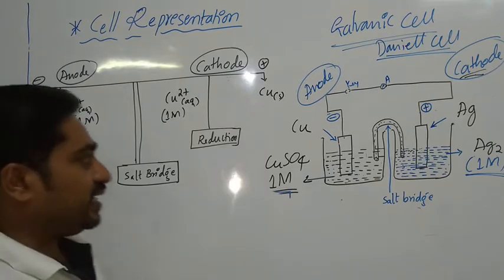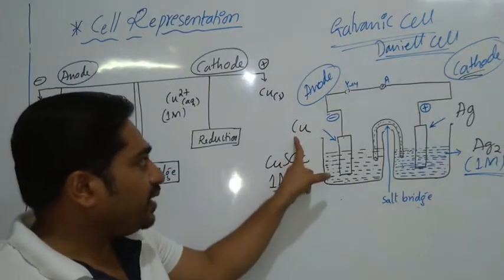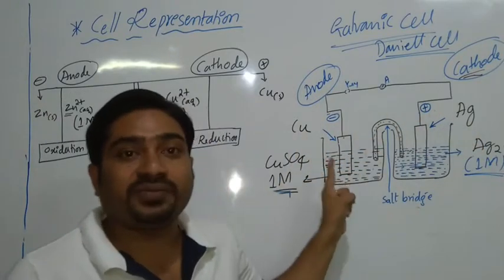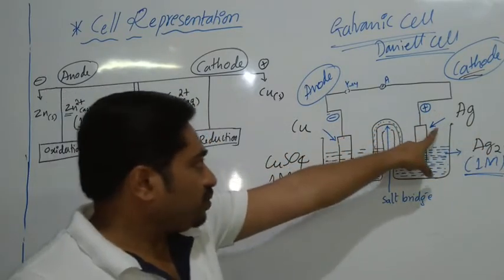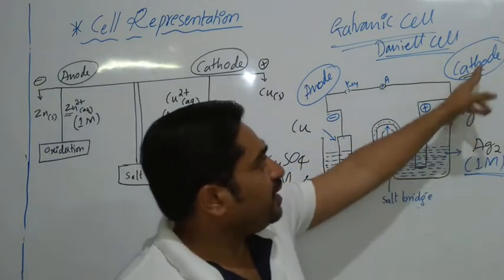Now for this galvanic cell, the cell is made by copper with silver. In the presence of silver, copper behaves as the anode and the silver behaves as the cathode.